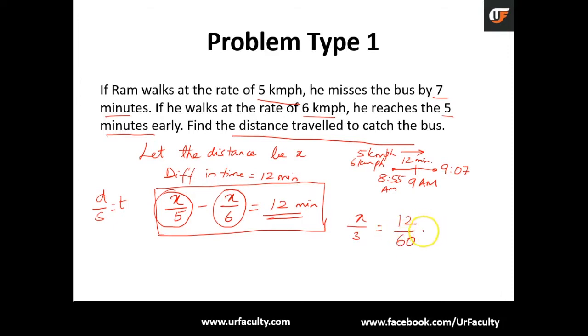Why am I converting it to 60? Because it has to be converted into hours. 5 and 6 are in kilometer per hour, so this has to be converted into hours. So, sorry, it's x by 30. So what do you get? You get x is equal to 6. So what is that? The distance traveled to catch the bus is 6 kilometers. I hope you understood this problem. We'll now move on to the next one.